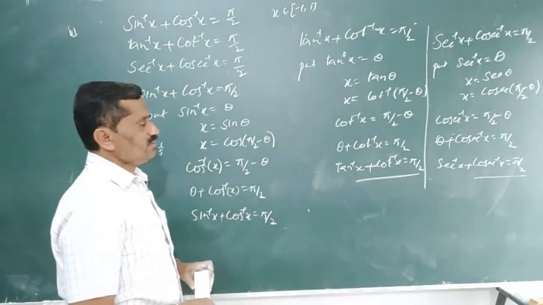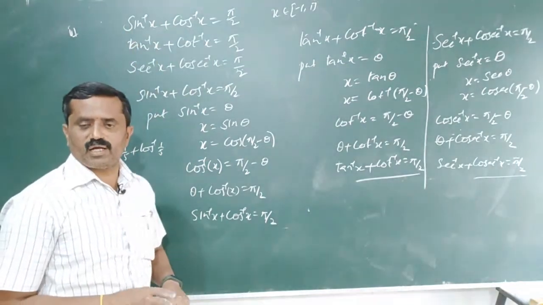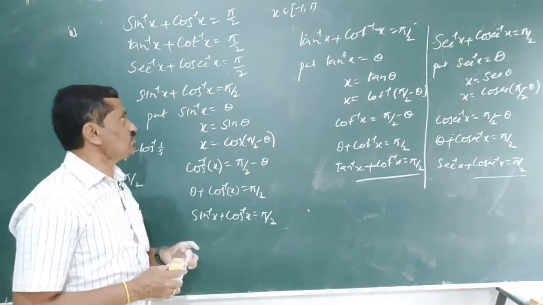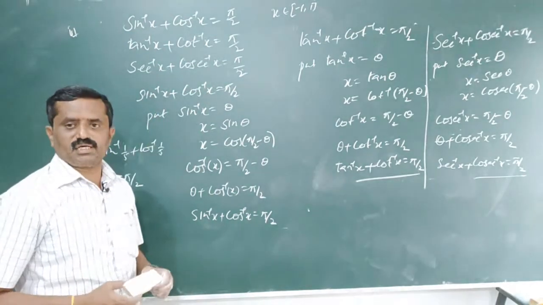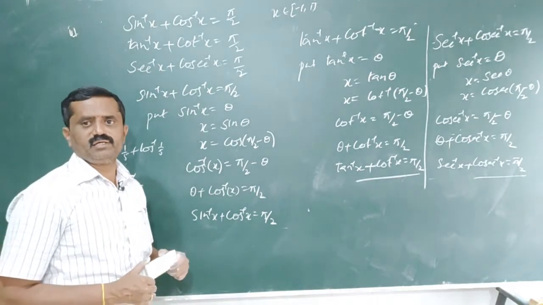Okay, so that is sin inverse of x plus cos inverse of x is equal to pi by 2. Next one, tan inverse of x plus cot inverse of x is equal to pi by 2. Then secant inverse of x plus cosecant inverse of x is equal to pi by 2.